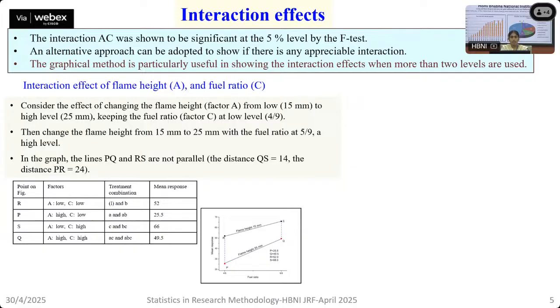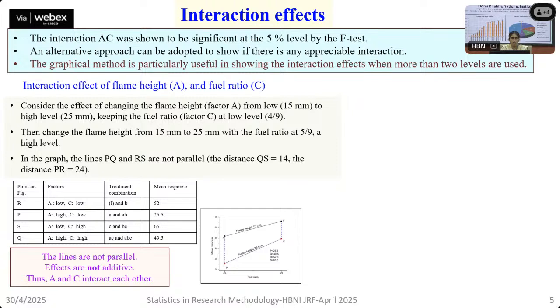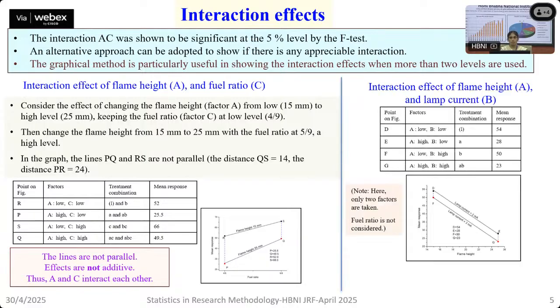In this graphical representation, if you see the final response function as a function of flame height as well as fuel ratio, it is very visible that both the lines are not parallel. They are not additive, meaning they have some interaction among these two factors. The lines are not parallel. That means these effects are not additive. Definitely, these are interacting with one another and modifying the final output.